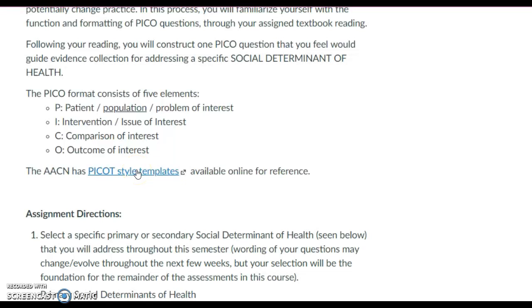But the P in PICO stands for patient, population, or problem of interest. Most of yours will have to focus on a population as we're looking at social determinants of health, which is mostly population focused. I is the intervention that you were selecting or the issue of interest. C is what you're going to compare that to. So if you're comparing the intervention, are you comparing it to a different intervention or to the absence of any intervention or what's being done now? And then O is the outcome. That's what you would actually be looking at measuring on the other end of that. If you put this intervention in place, how does that change the outcome?